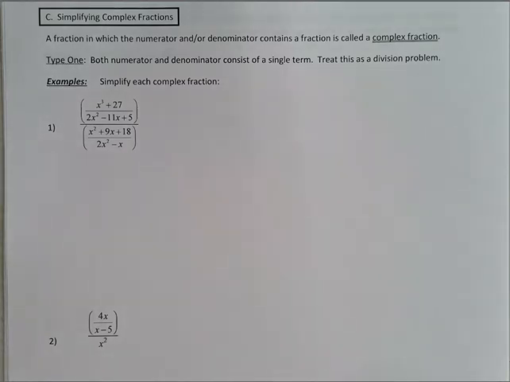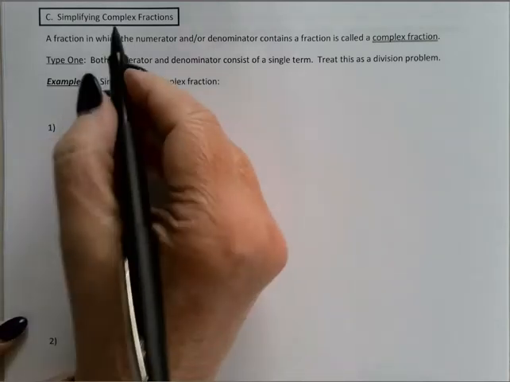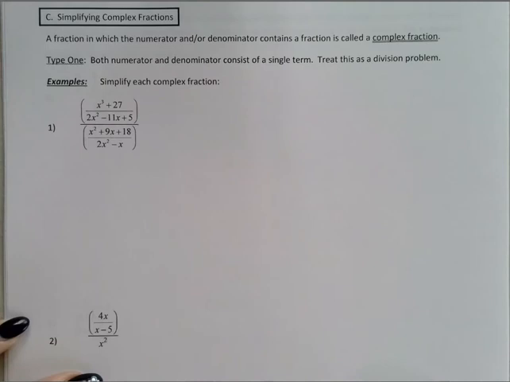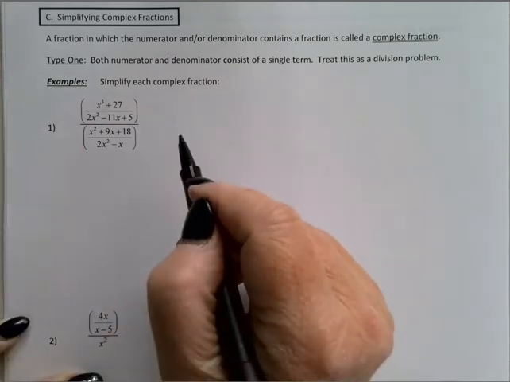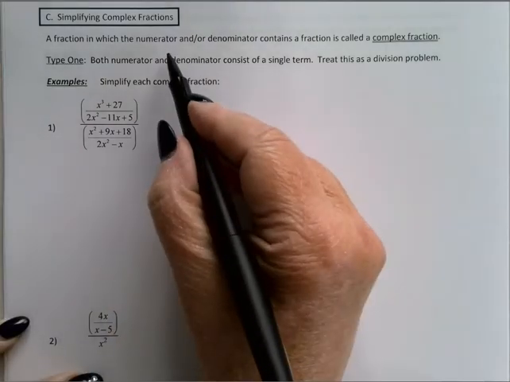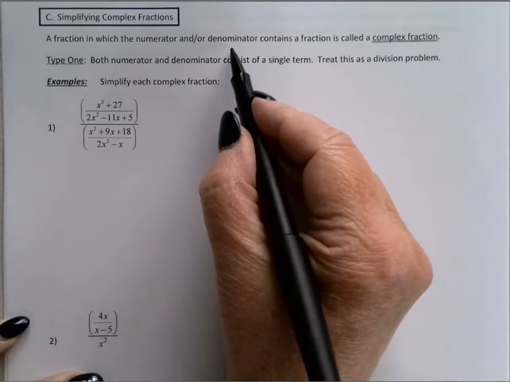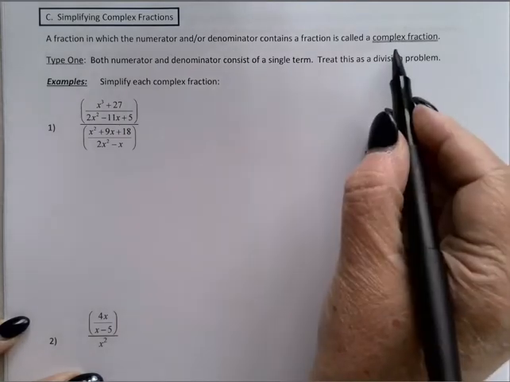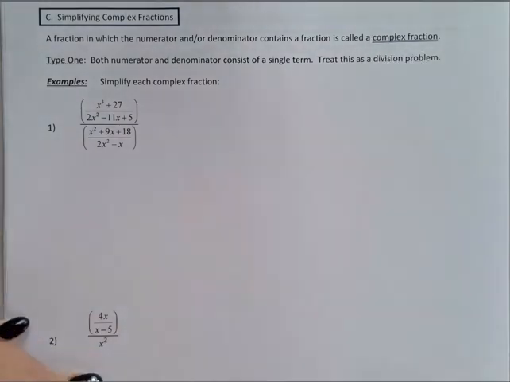This is section 4.2, part C. In the last of the operations on rational expressions, we're going to be dealing with what we call complex fractions. A complex fraction is a fraction in which either the numerator, the denominator, or maybe both, contains another fraction, and we then call it a complex fraction.